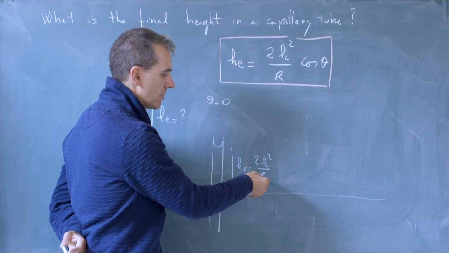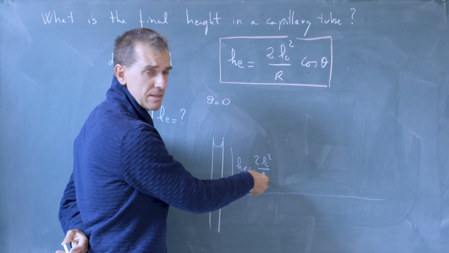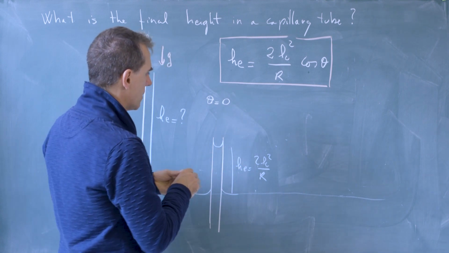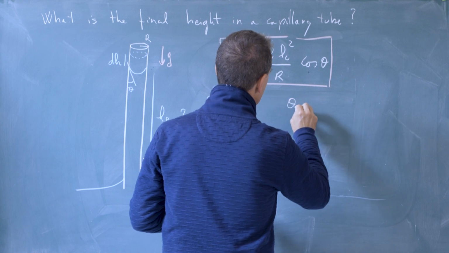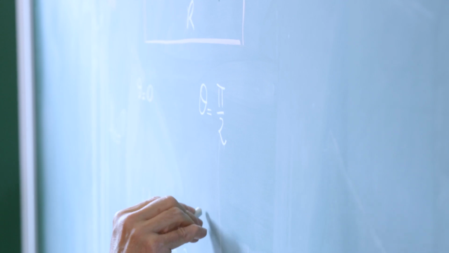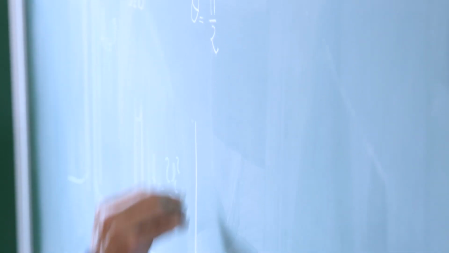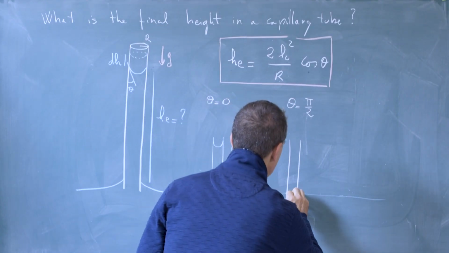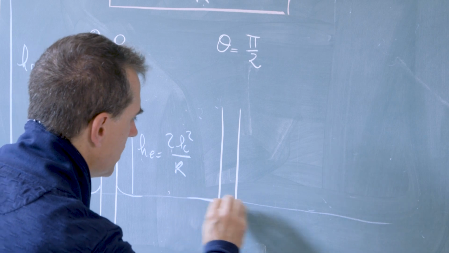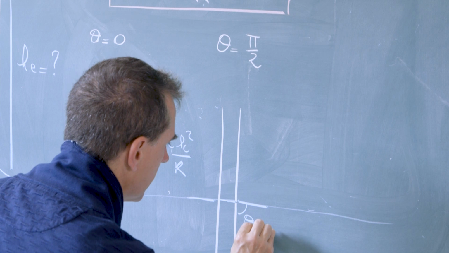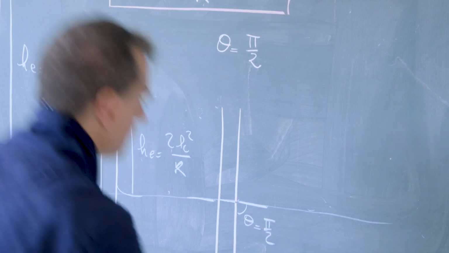And if we take, for example, a tube radius of the micron size, HE will be of the order of the meter. The second situation that we can consider is the case where theta is exactly equal to pi over 2. In this case, well, nothing will happen. The formula tells us that HE will go to 0, so no rise in the tube, and we have shown that there will be no meniscus neither. So this is this very specific limit where theta equals pi over 2.